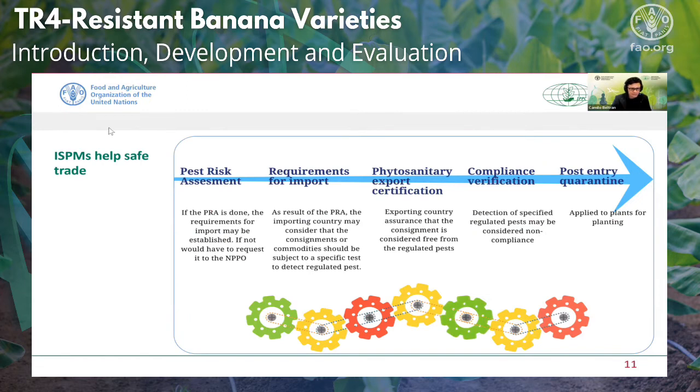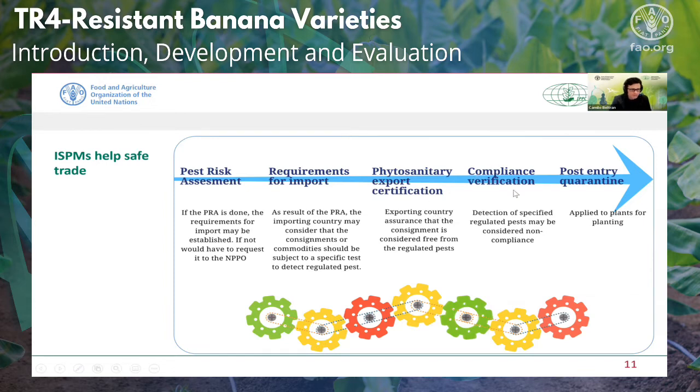De esta manera podemos decir que las NIMF ayudan en el proceso general de una operación de comercio, desde el análisis de riesgo de plagas, que es necesario realizarlo cuando este no ha sido llevado a cabo previamente y según los criterios de inicio que haya, porque a través de esto se establecen los requisitos para importar una planta, producto vegetal o artículo reglamentado. Una vez la parte importadora establece estos requisitos, cuando la parte exportadora va a realizar una operación, debe certificar que su producto, en este caso supongamos que fueran materiales vegetales de banano, cumple con las regulaciones para ser importado al país importador, y con los requisitos fitosanitarios.